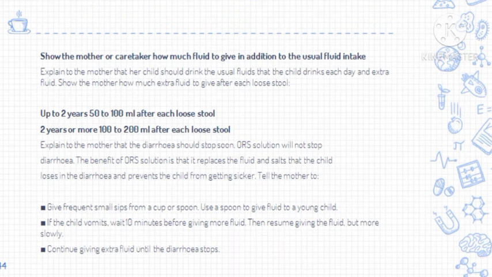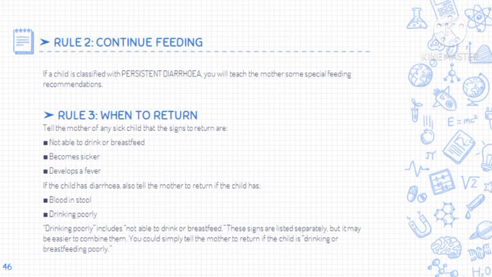If the child vomits, wait 10 minutes before giving more fluid. Then resume giving the fluid but more slowly. Continue giving extra fluid until the diarrhea stops. Rule number 2. Continue feeding. If a child is classified with persistent diarrhea, teach the mother some special feeding recommendations.